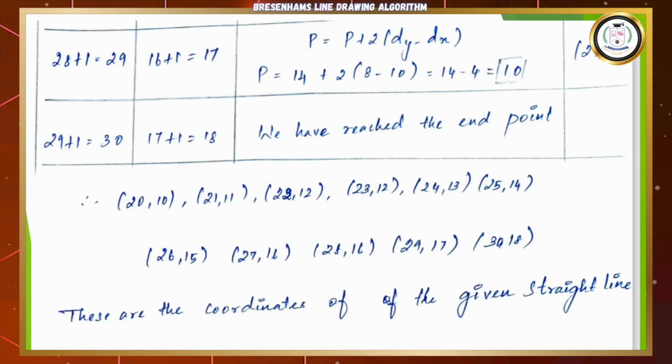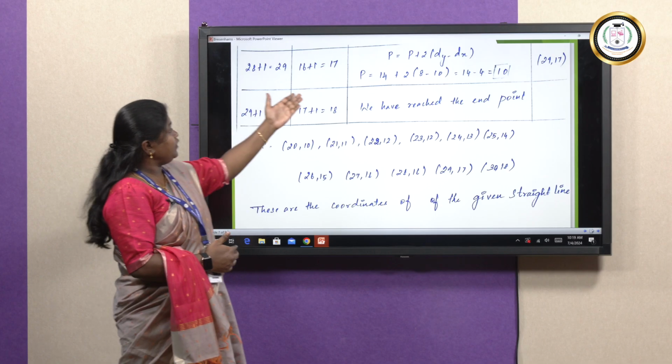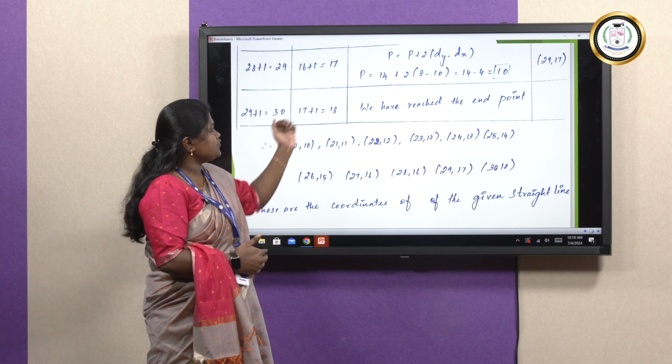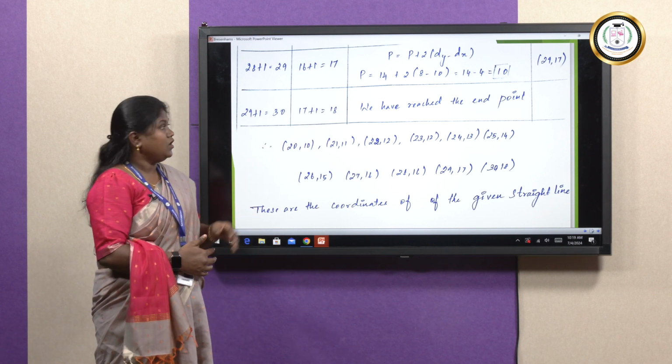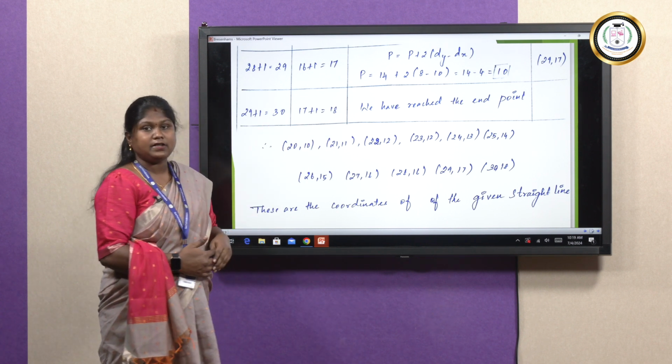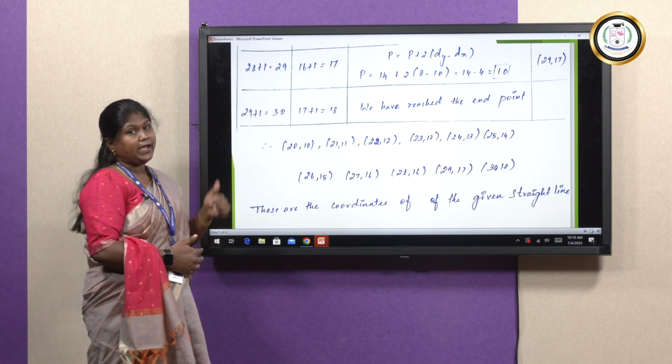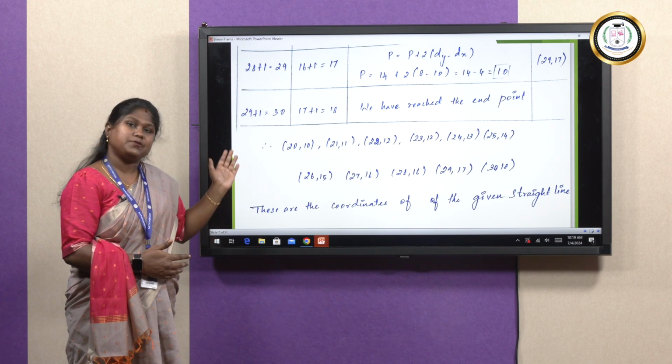So the earlier p value is positive, which is 14. So again, adding 1 with both x and y, and we will be using this particular formula to get the p value. We will be substituting the earlier p value, which is 14, and we are getting it as 10. So the coordinate we have got is 29, 17. And finally, since the earlier p value is 10, we will be adding 1 with both x and y, and the value we have got is 30, 18, which is the other endpoint as per the given question.